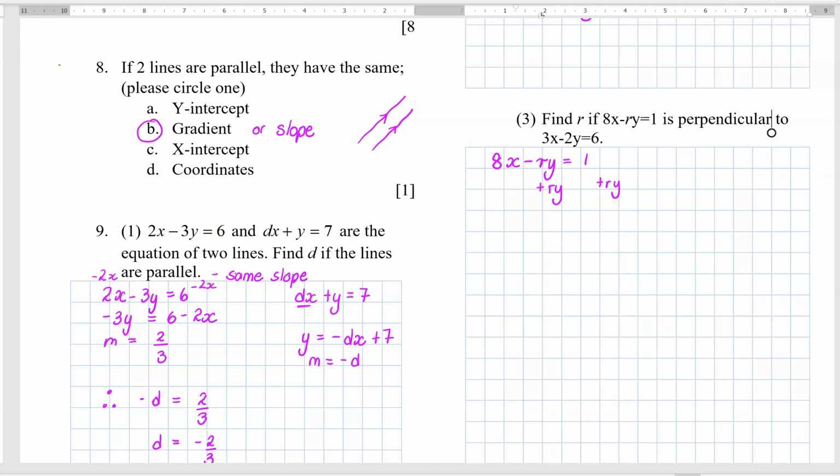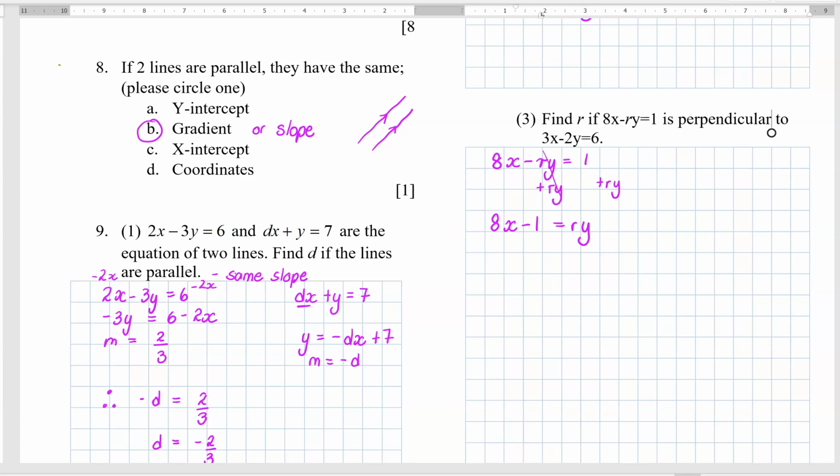Okay, and while I'm here, I want to get rid of that plus 1 from this side because I want just y by itself. So to get rid of a plus 1, we take 1 from the other side. So it becomes 8x take 1 equals, on this side I've got ry because those cancelled out.